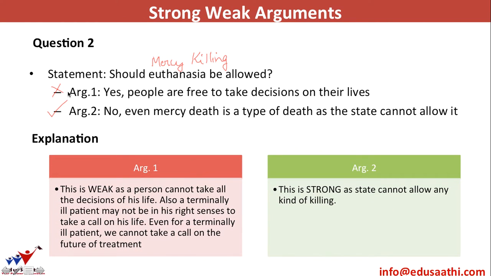Here are the explanations to the given arguments. The first argument says yes. This is a weak argument as a person cannot take all the decisions of his life alone, and there is an element of the future as well. We do not know whether or not there would be a treatment available in the future. And the second argument is strong because even mercy killing is a type of killing. Thus, we will regard the second argument as strong and the first argument as the weak argument.